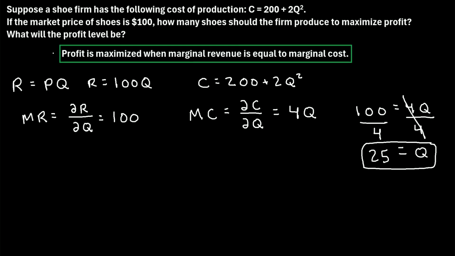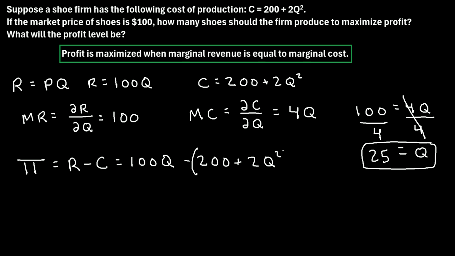Now we also want to know what the profit level will be. So when they produce 25 shoes, what will the profit level be? So let's go ahead and write that out. So the profit, abbreviated using this symbol, is equal to R, the revenue, minus the cost. So this is the definition of profit. It's your revenue minus your cost. So we know both the revenue function and the cost function. So here's what we can write. 100Q, so this is our revenue function, minus the cost function, which is 200 plus 2Q squared, in parentheses. So to find the profit level, we're just going to plug in a 25 for Q into this equation right here.